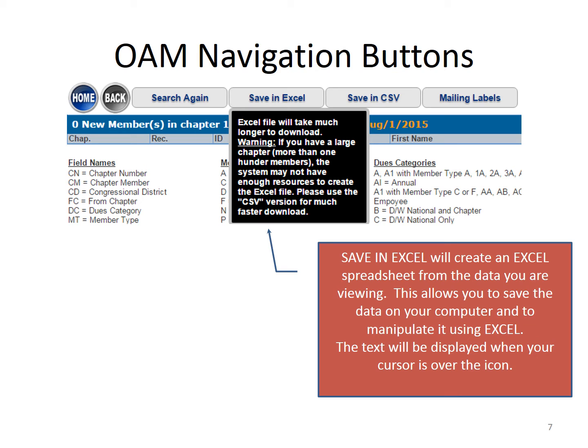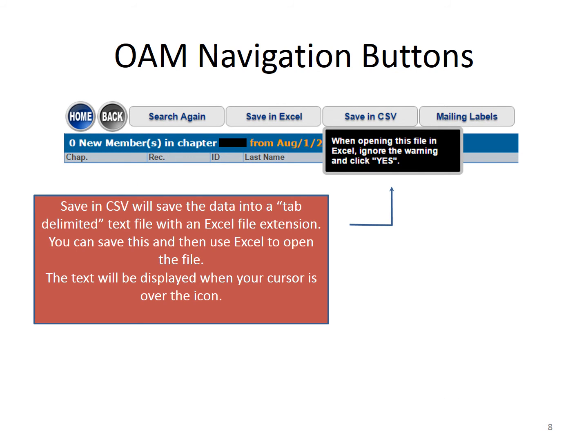Please remember, if you do not have authority to do this, then you will not see the Save in Excel button. The CSV option produces a comma-delimited text file. This file can be imported into other applications, such as databases. When opening this file in Excel, you will get a warning message that it is in a different format. Click OK to open the file. Excel will convert it.